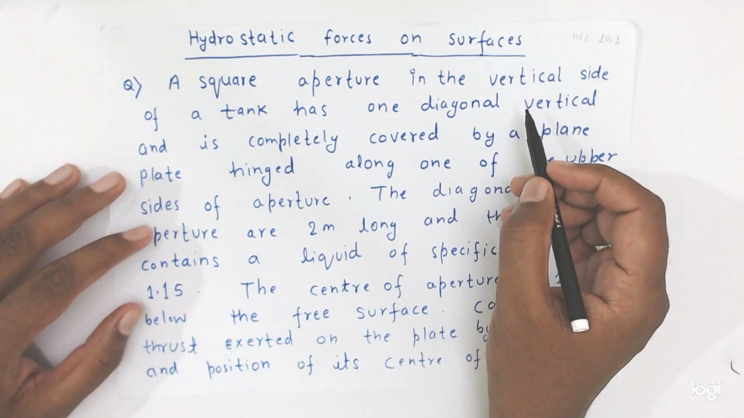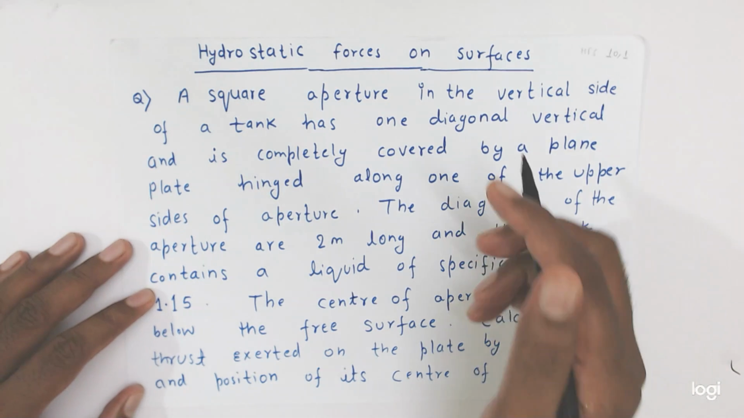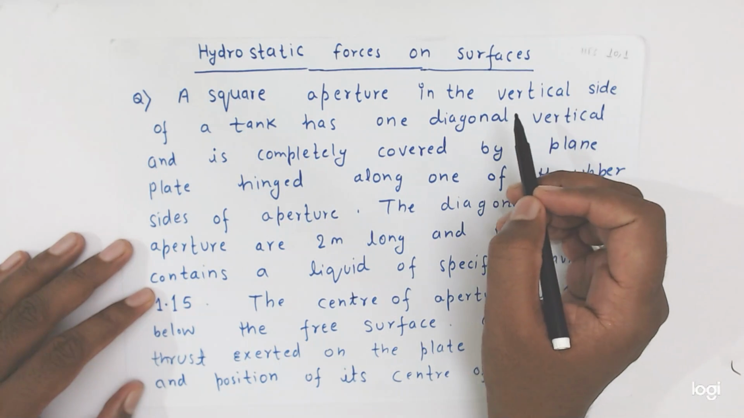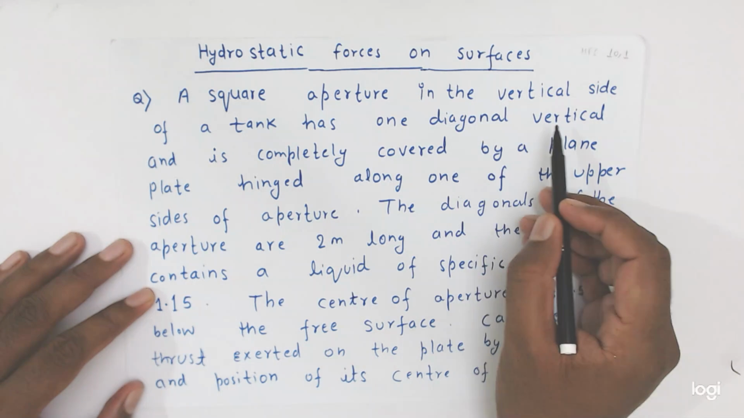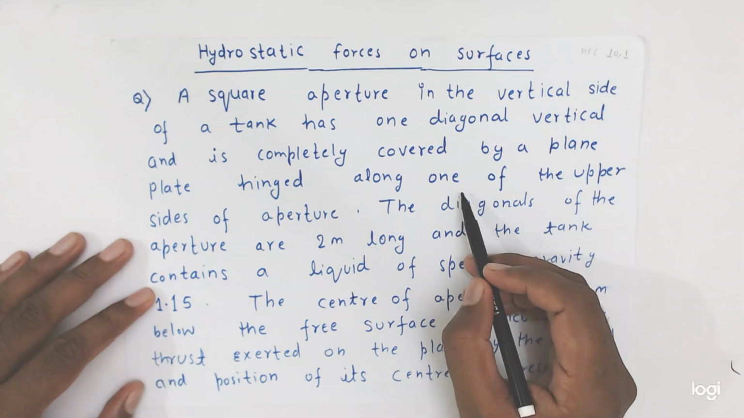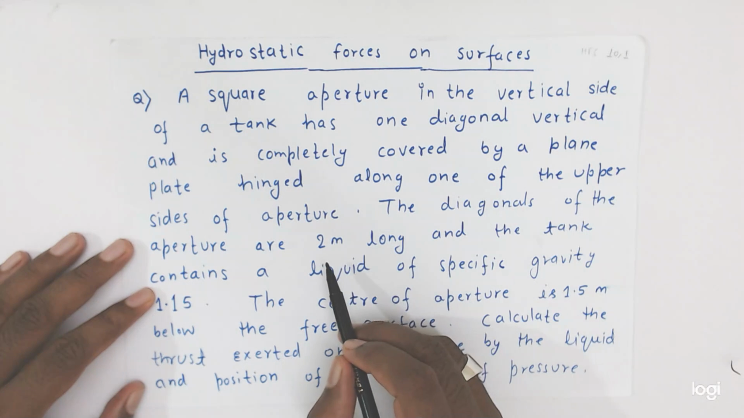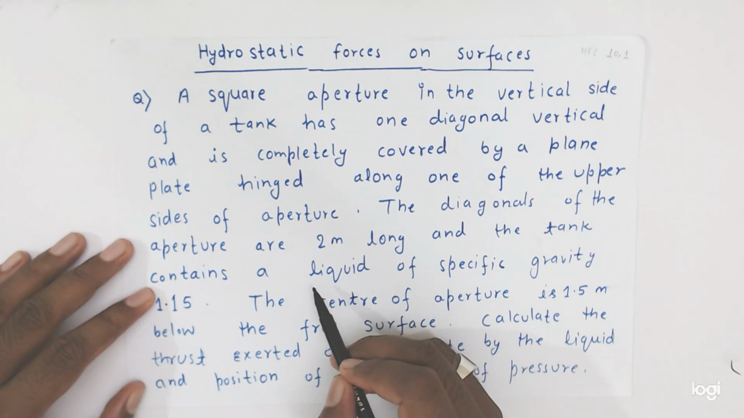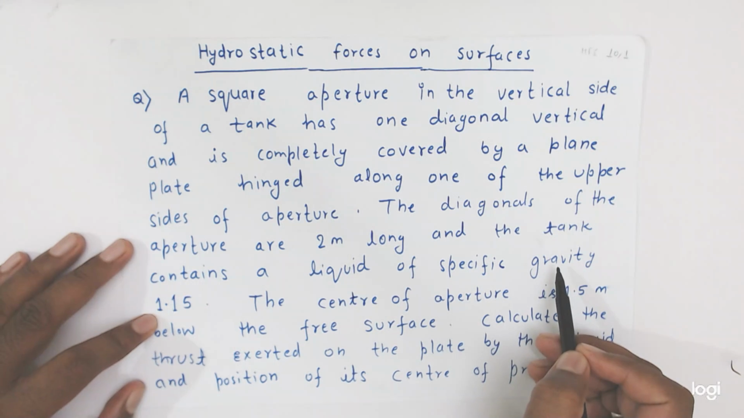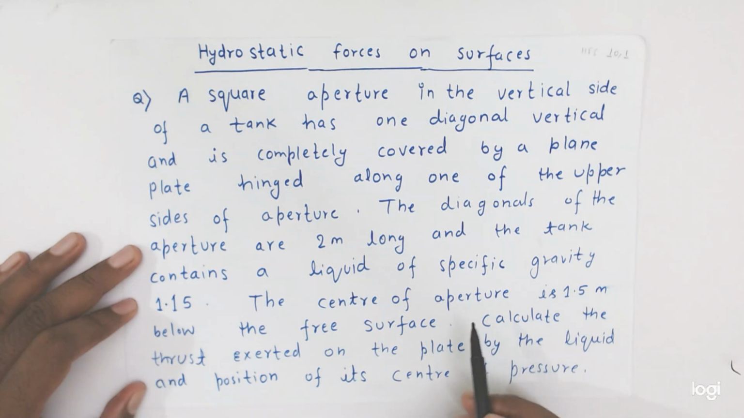So the question is: A square aperture in the vertical side of a tank has one diagonal vertical and is completely covered by a plain plate hinged along one of the upper sides of the aperture. The diagonals of the aperture are 2 meter long and the tank contains a liquid of specific gravity 1.15. The center of aperture is 1.5 meter below the free surface. Calculate the thrust exerted on the plate by the liquid and the position of its center of pressure.